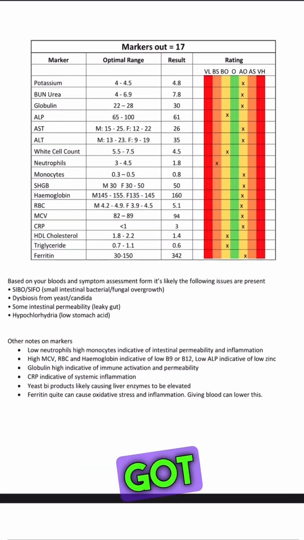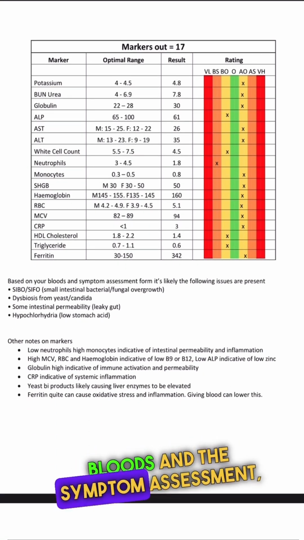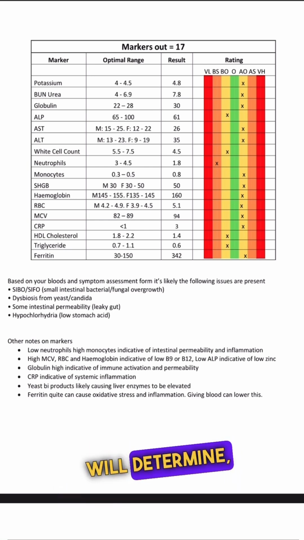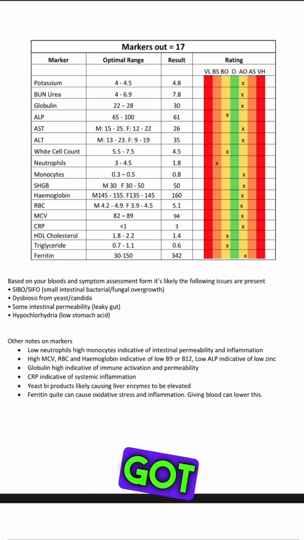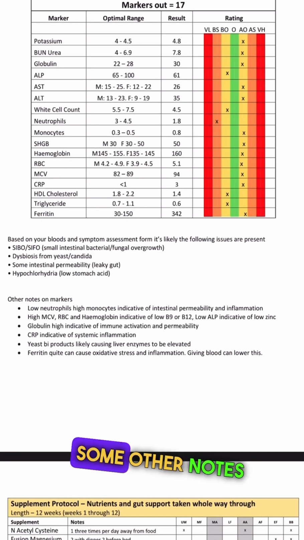And then under here, we've got some notes. So the main findings, based on the bloods and the symptom assessment, because that's important as well. What their symptoms are, combined with the bloods, will determine what we think is happening. So we've got small intestinal fungal overgrowth or bacterial overgrowth, maybe some bacteria there as well. Some intestinal permeability, so leaky gut, and low stomach acid. And then here are some other notes on the other markers.